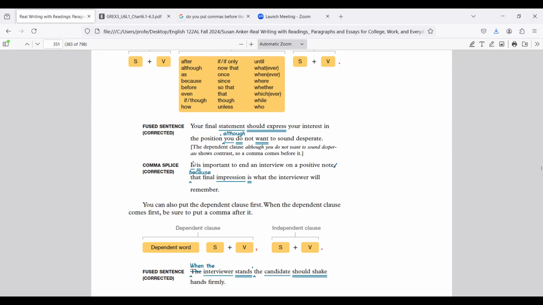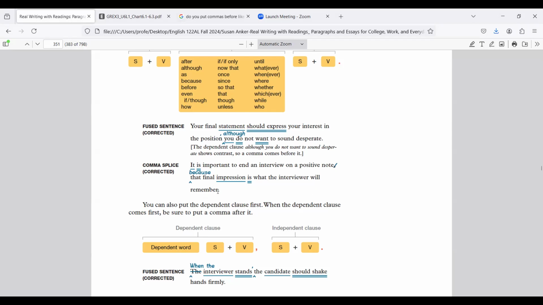It is a subject, is a verb, it's a complete idea. That final impression is what the interviewer will remember. We have a new subject, a new verb. And so here is where it's a comma splice, it's not good enough. And we could just use the word because. It's the logical relationship. It's a cause, right? So it's important in an interview because that impression is what the interviewer will remember.